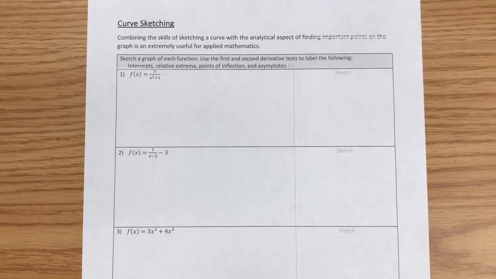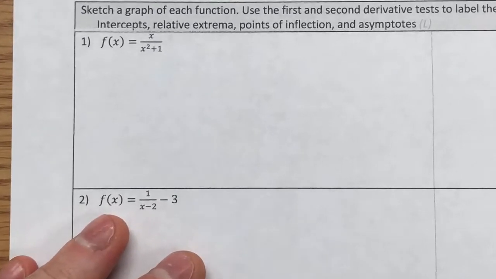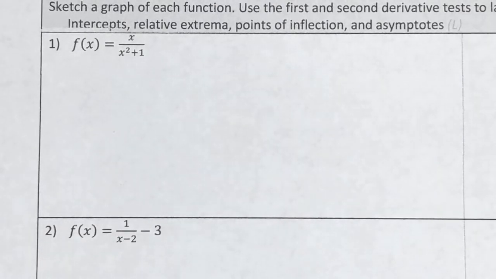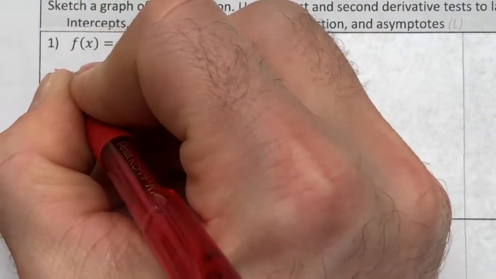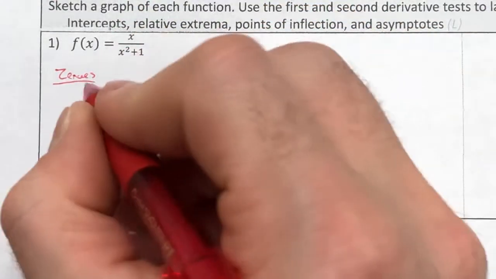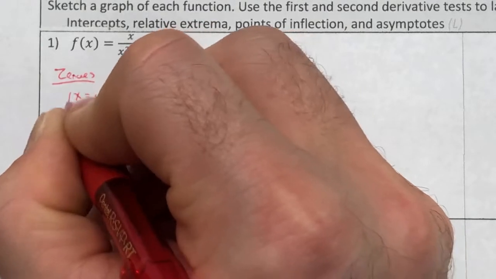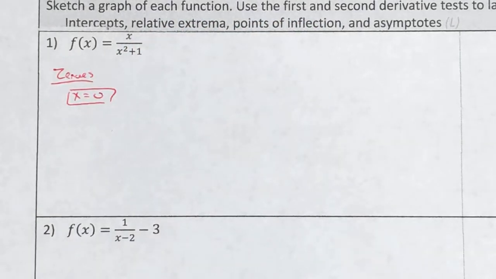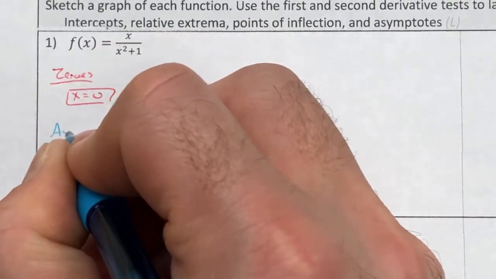So on number 1, let's get started with the easiest thing to find out. Let's find the zeros. Now, the zeros of any function is going to be where the top is set equal to 0. So this one, it's straightforward. x is equal to 0. Boom, we've got that. The next thing we want to find is any asymptotes.